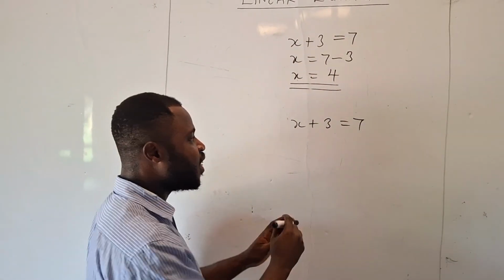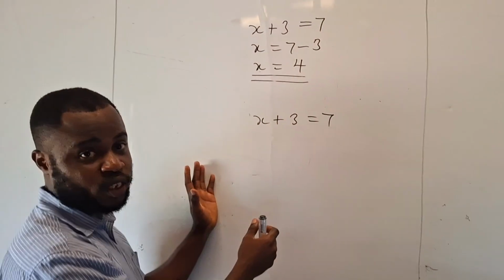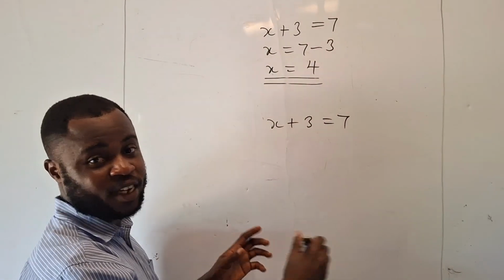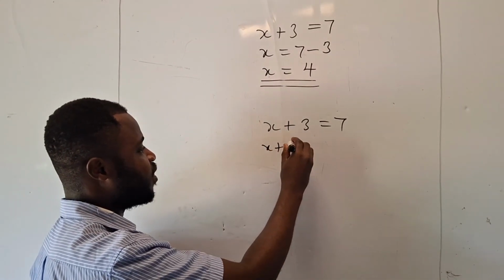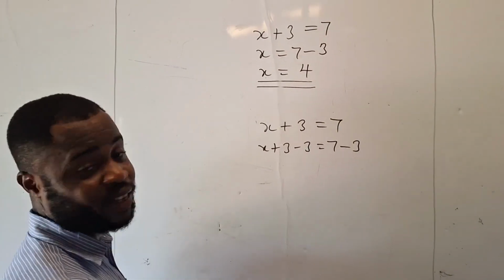Now to eliminate this positive 3 from the left side of the equation, because it is positive, we have to subtract 3 from both sides. So you write x plus 3 minus 3 is equal to 7 minus 3. Whatever you do to the left side, do to the right side.